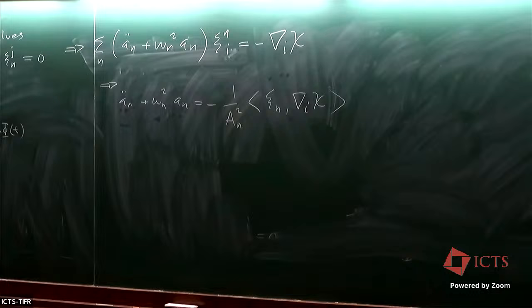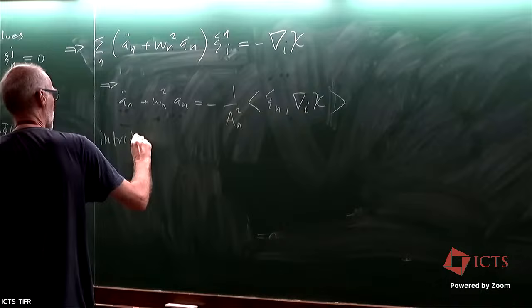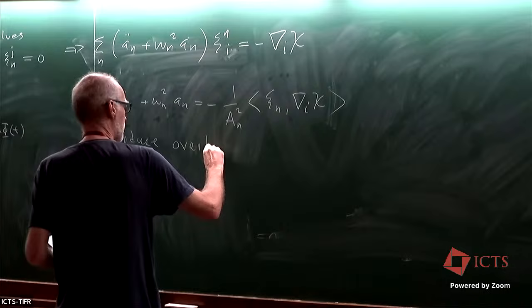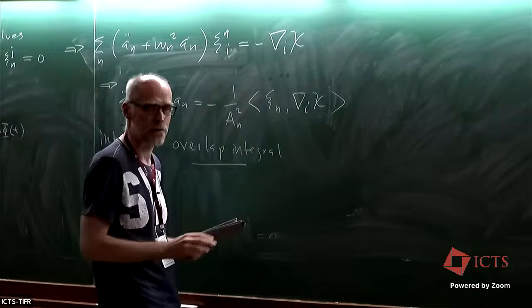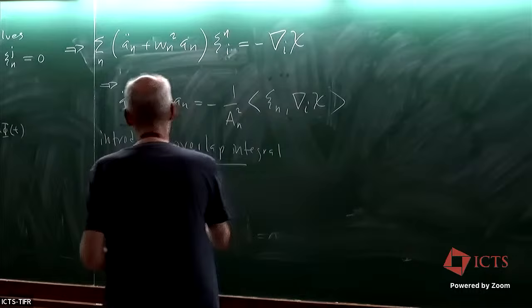So let's see. Now what we're going to do is we're going to define a few things. First, we're going to introduce something called the overlap integral. And that's just saying, it's like a projection, right? This guy here is like a projection saying how much of this points in this direction in the solution space. So we're going to call that an overlap integral. You just say this is Q for the mode n, and that is just that thing.